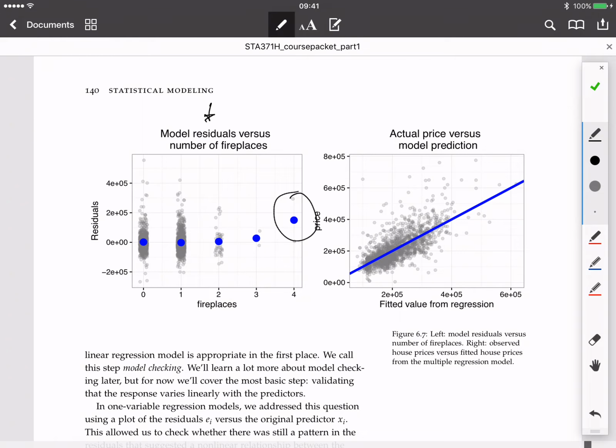That's fair enough. And of course, we could do this same plot, not just versus fireplaces, but also another plot versus square footage, versus lot size, and if we have other predictors in our model, versus those too, and looking for violations of the linearity assumption in each of those plots individually.